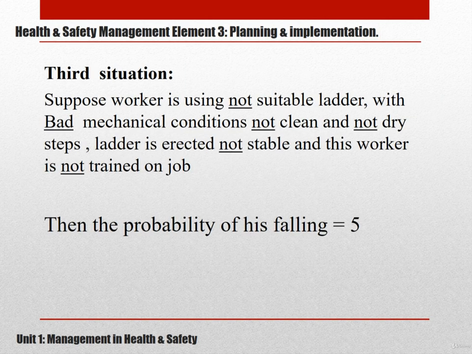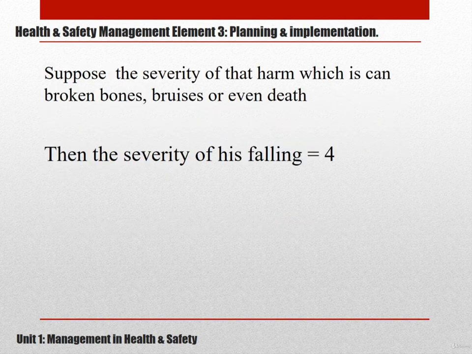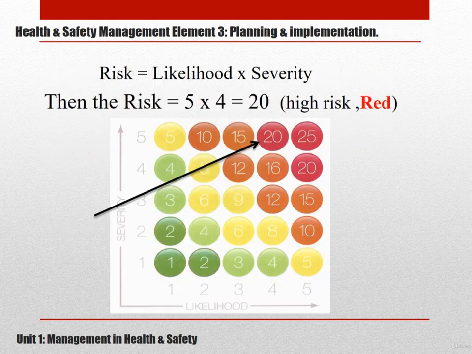Third condition: the worker is not using a suitable ladder, it is in bad mechanical condition, the ladder is not clean and not dry, the ladder is not erected stable, and this worker is not trained on the job. Then the likelihood score in this case we can give 5, while the severity score is still 4. Then the result is that the risk is in the red zone, which represents high risk.